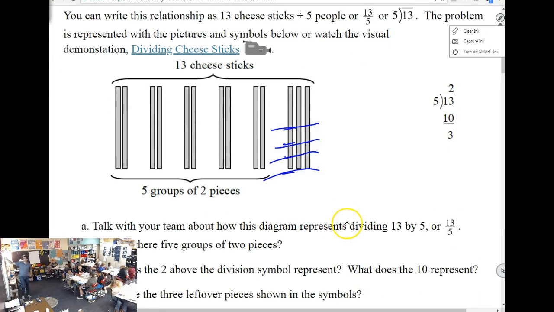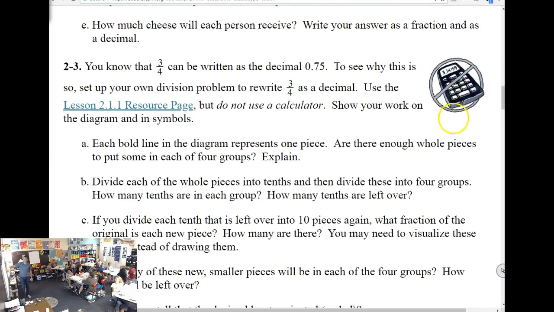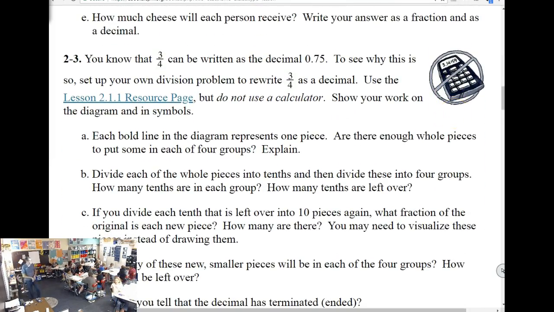Would you really spend that much time cutting that many? I don't know. Mr. Smith, do you think we'd spend that much time actually cutting cheese sticks? Yeah, we probably already ate them. So really, what we would do is tell the table to argue about it while we eat the rest, right? Yeah.